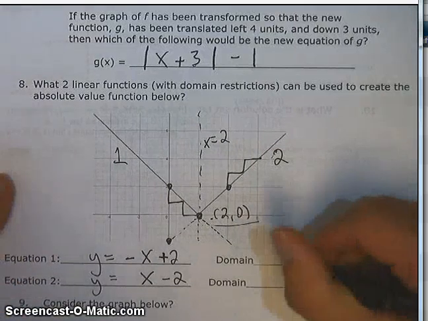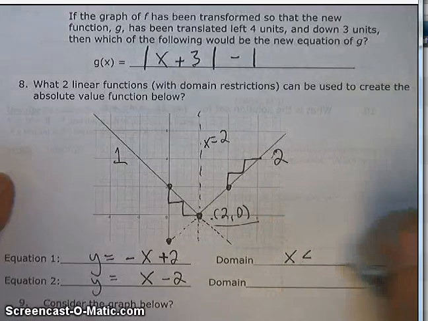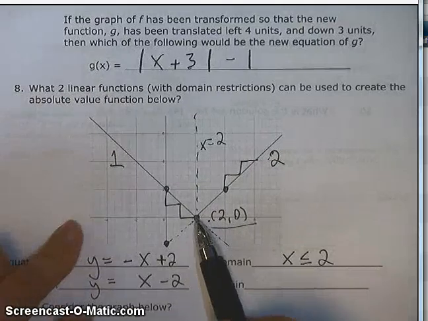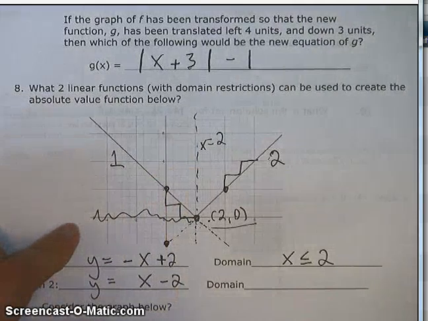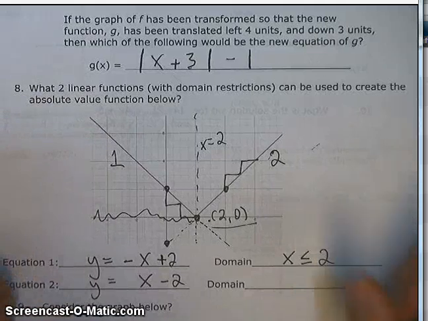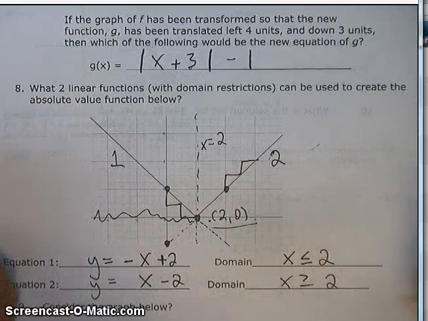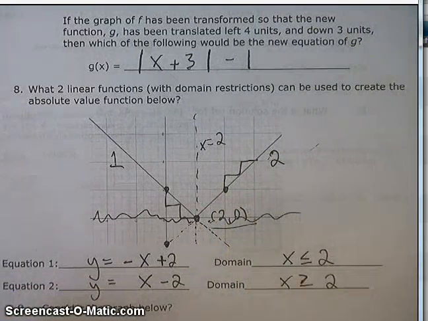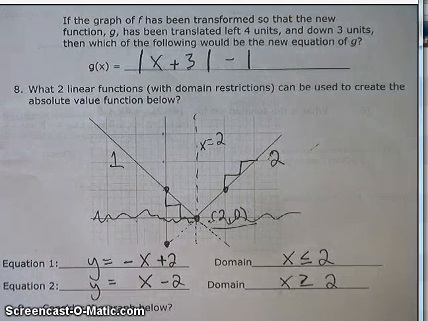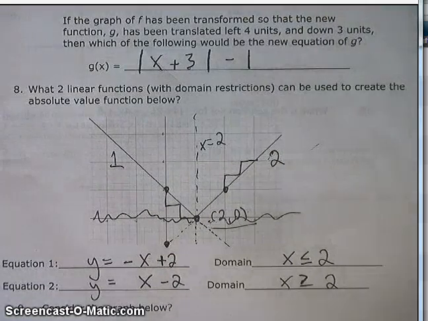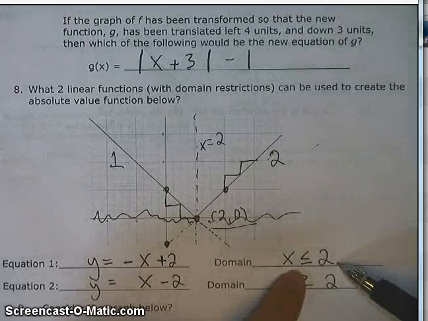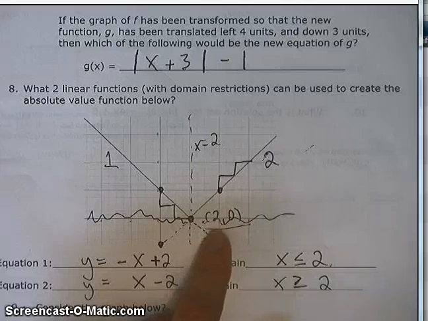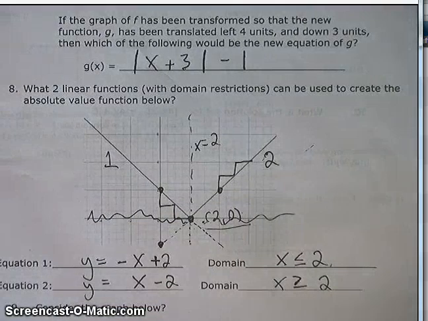So for equation 1, we want all of the x's less than or equal to 2. That would be all these guys. And for equation 2, we want all of the x's that are greater than or equal to 2, which is all these guys. So this domain restriction thing, the only thing you really need to realize is that it's going to be x is less than something, x is greater than something, and that something is usually going to be the x value of the vertex there. Okay?